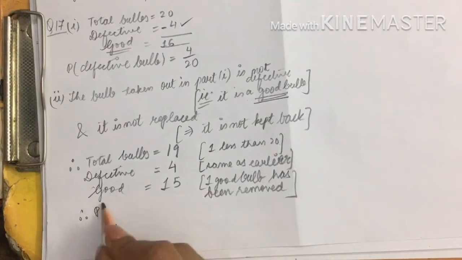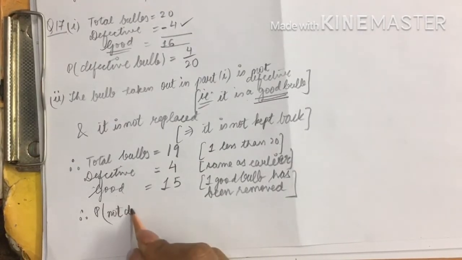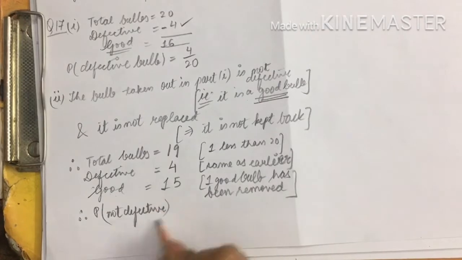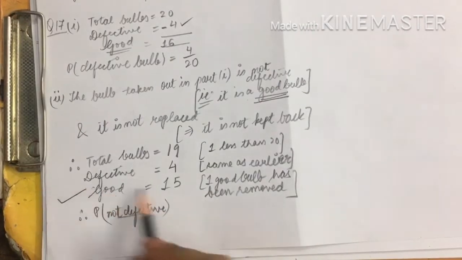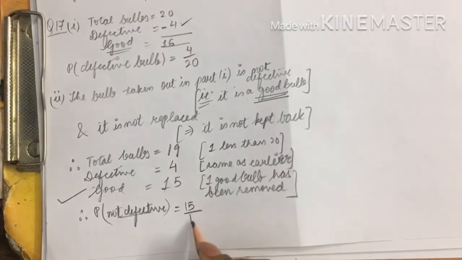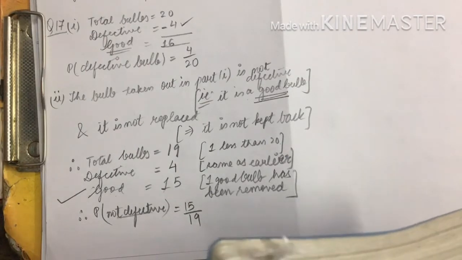So in the second part, we need to find out that the bulb is not defective. Not defective means a good bulb. So good bulbs are 15 out of a total of 19 bulbs. So this is what the probability will be for question number 17. Now let's take a look at question number 18.